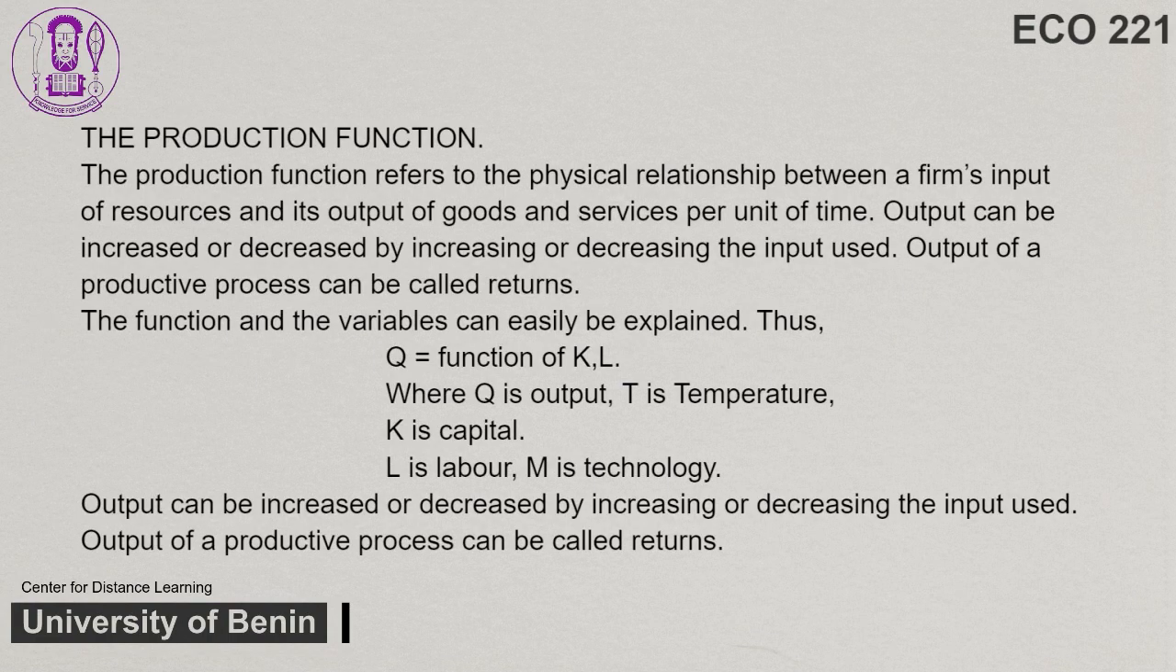The production function. The production function refers to the physical relationship between a firm's input of resources and its output of goods and services per unit of time. Output can be increased or decreased by increasing or decreasing the input used. The output of a production process can be called returns. The function and the variables can easily be explained. Thus, Q equals function of K, L, where Q is output, T is temperature, K is capital, L is labor, M is technology.